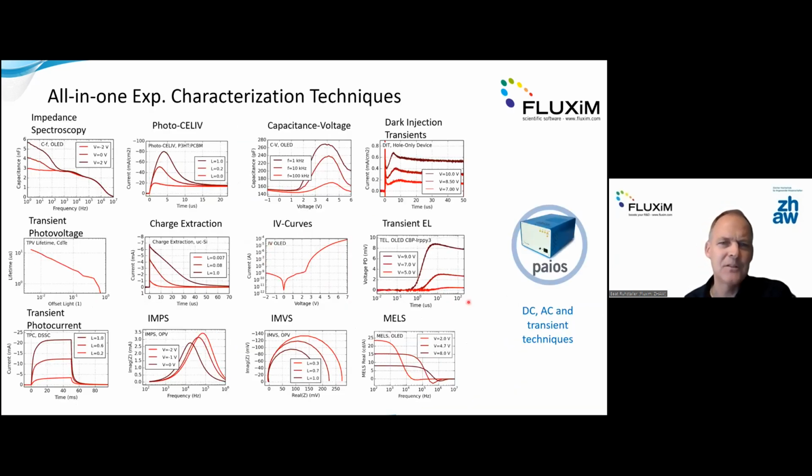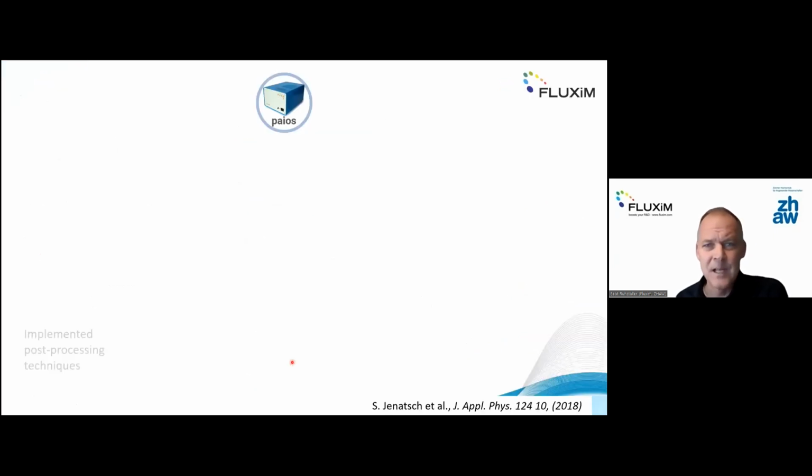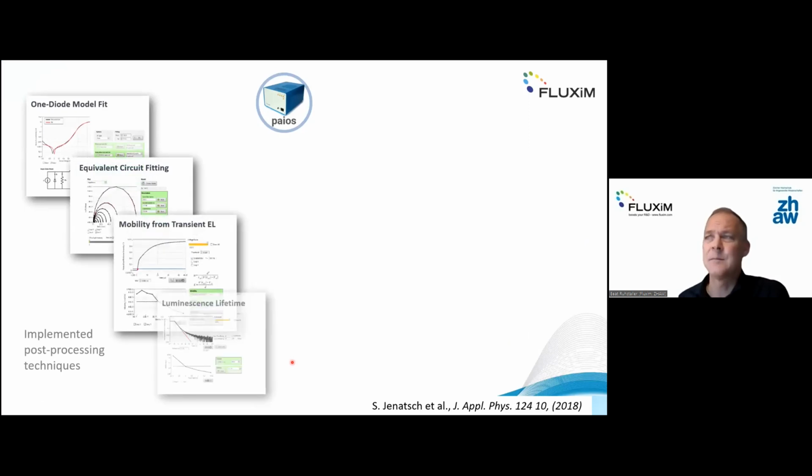But to illustrate a bit the dozen measurement techniques that we provide with the PAIOS instrument, we have here an overview of JV curve, transient EL, transient photocurrent signals, impedance spectroscopy, IMPS, IMVS. So this already provides lots of data, even just for one solar cell. So in that sense, it's a high throughput measurement system. But once you have acquired all this data, the question is how to analyze it.